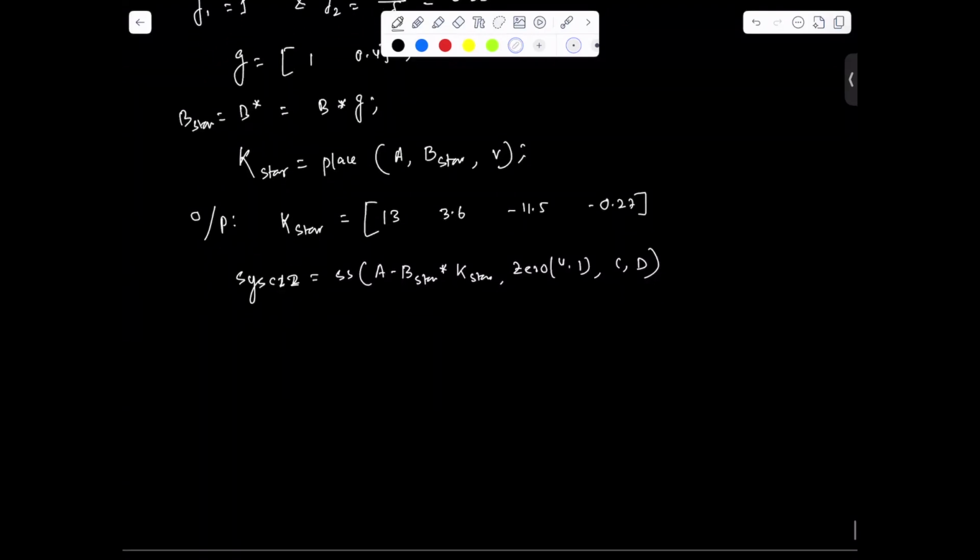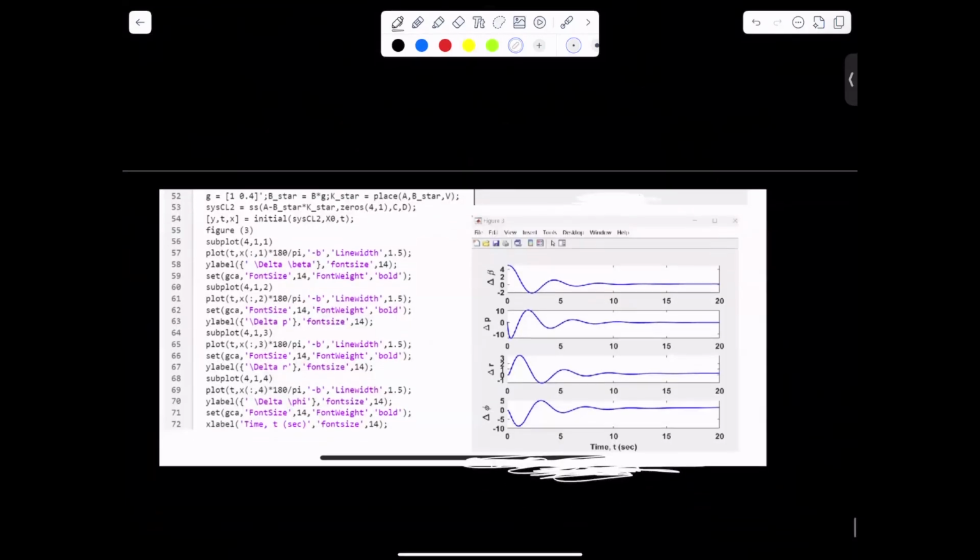And you can use the command y, t, x equal to initial, sys cl2, this system, and we need to have the initial condition. The same initial condition we are assuming, and we'll have a list of data, and this is the data, and you can plot them, right? So this is the response of the system.